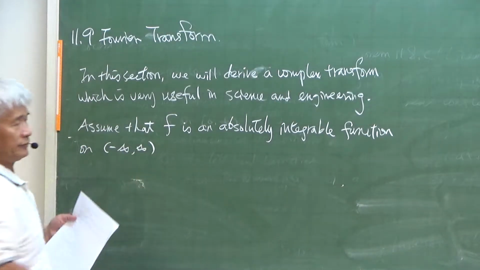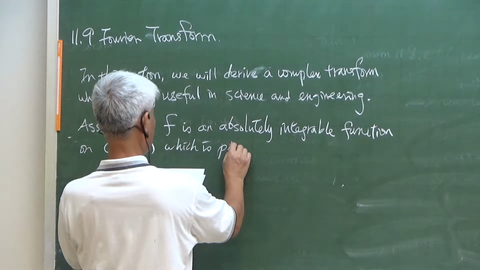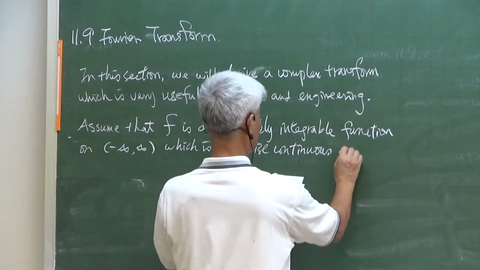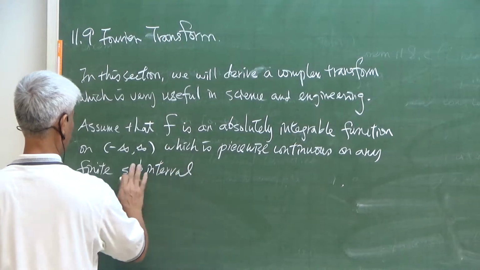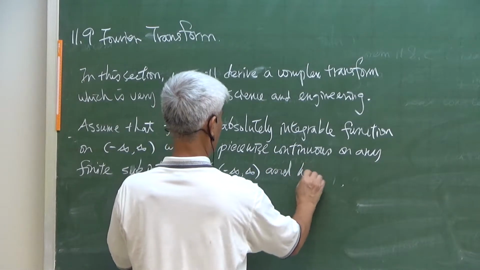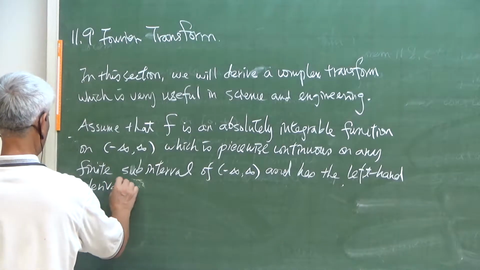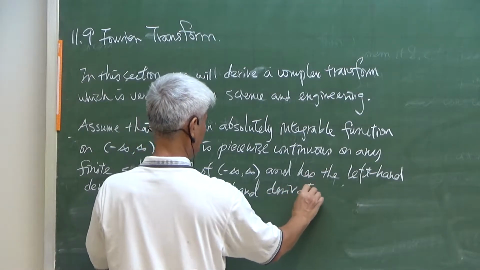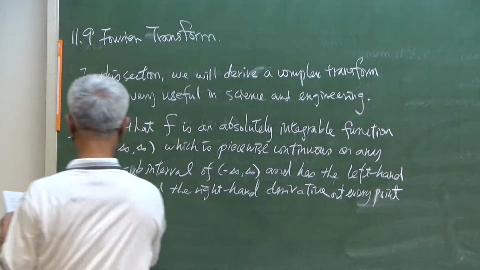So now we go to the function over the whole real line, which is piecewise continuous on any finite subinterval of the whole real line, and has the left-hand derivative and the right-hand derivative at every point in the whole real line.